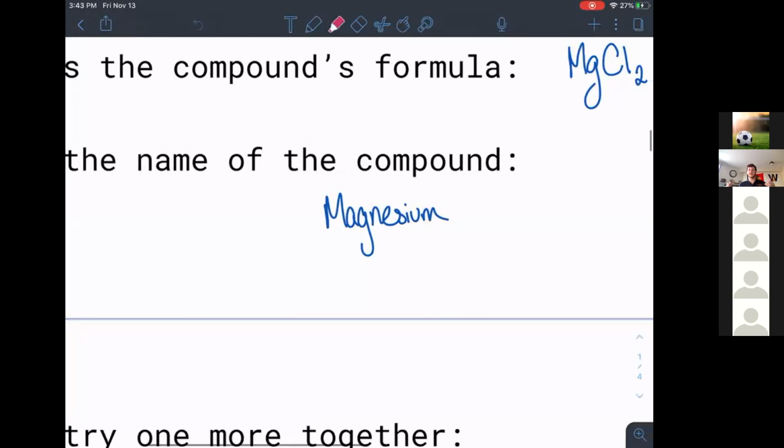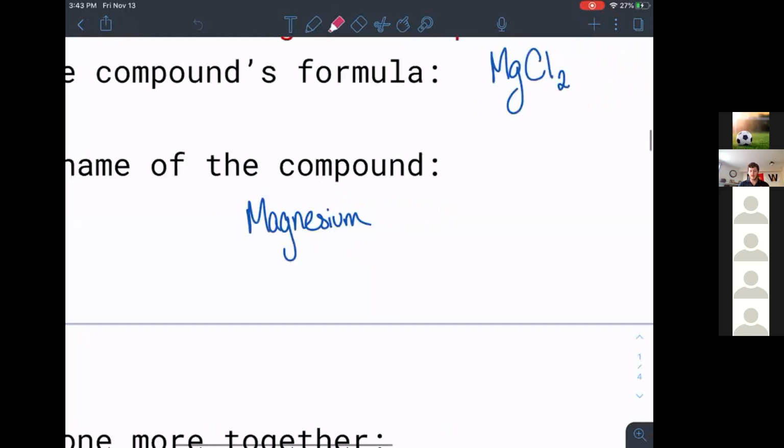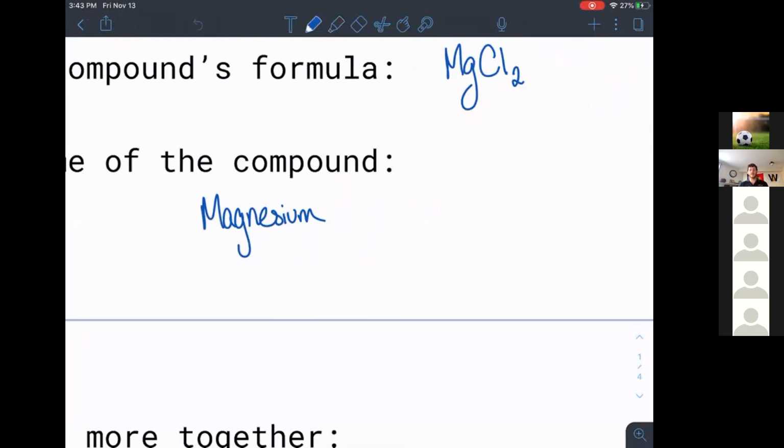No, because no element that's not a transition metal needs Roman numerals. So we're done with our metal part. Our non-metal, what non-metal do we have? Chlorine. Chlorine, perfect. And because this was an element on the periodic table, what do we have to do with this chlorine?